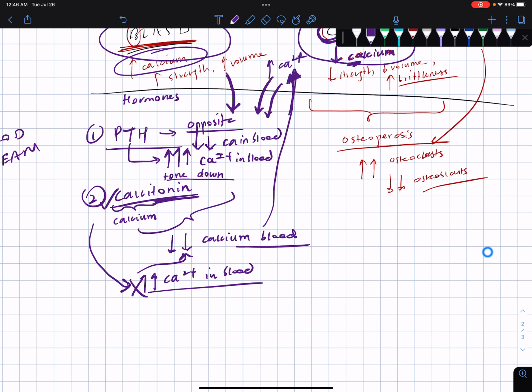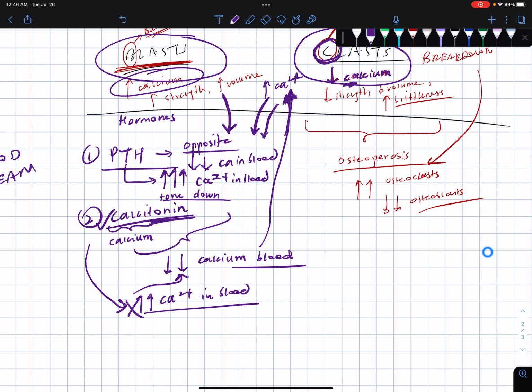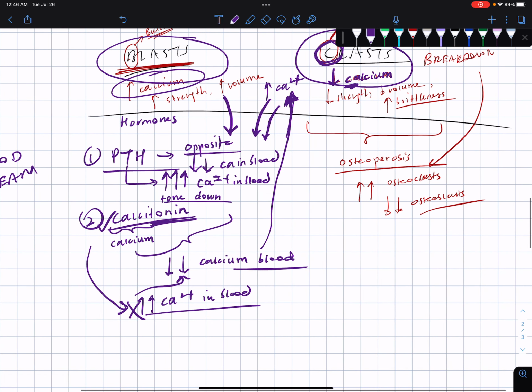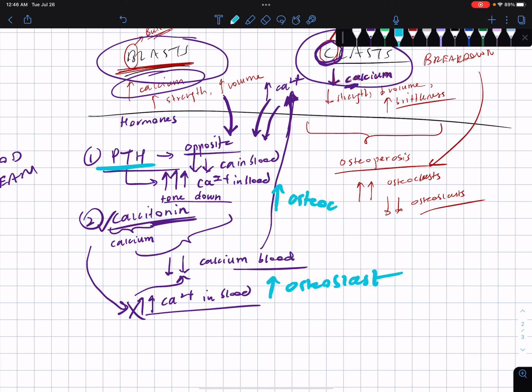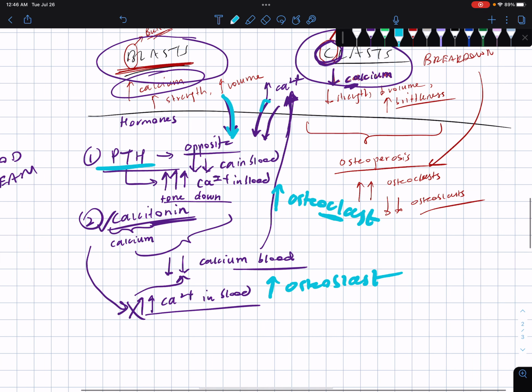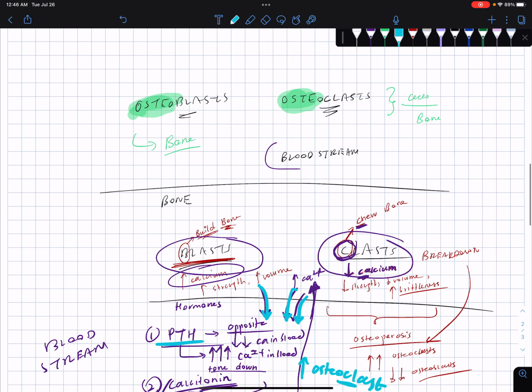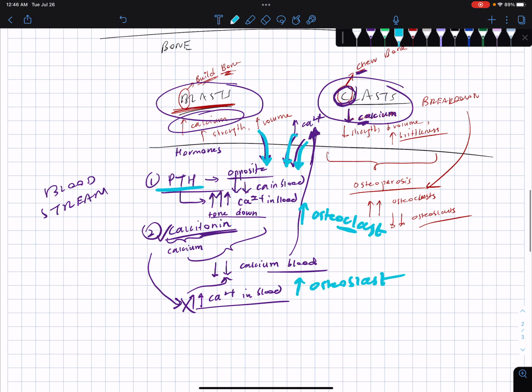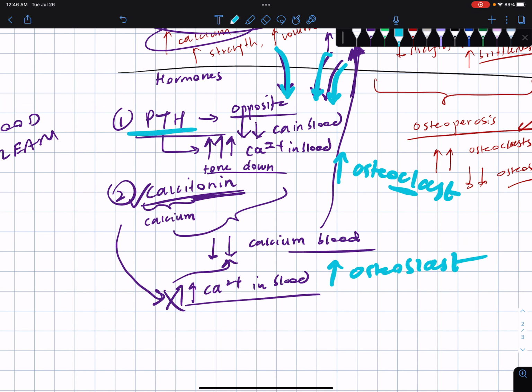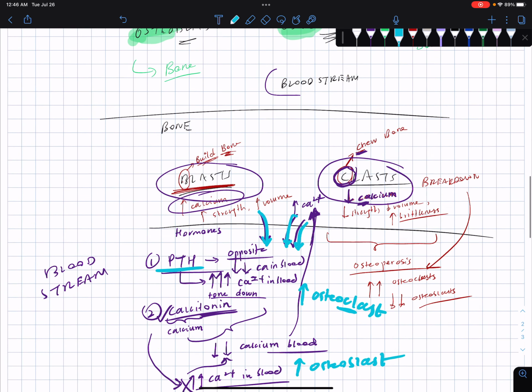So calcitonin increases calcium in the bone, and that is going to cause increased osteoblast activity. And PTH is going to be doing the exact opposite. So it is increasing osteoclast activity. We are chewing that bone. We are taking all of that calcium out so we have more calcium left in our bloodstream. So there it is. That's basically osteoblast versus osteoclast, and also how these two important hormones, parathyroid hormone and calcitonin, are involved. Hope that helped.